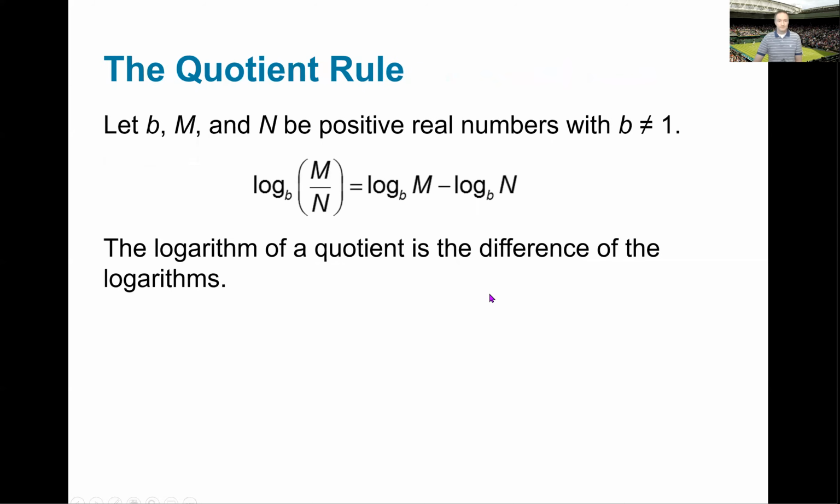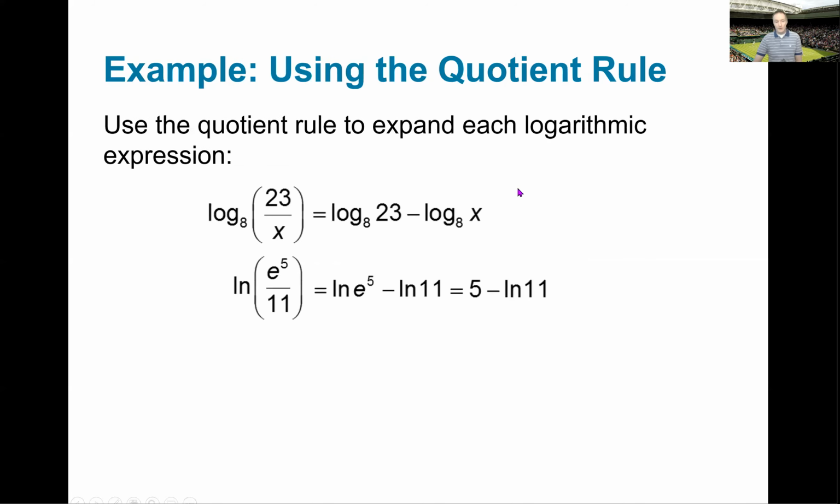Now, the quotient rule just says that if you have terms divided inside of a logarithm, then you can separate that division as a subtraction of individual logarithms. So the log base b of m over n is the log base b of m minus the log base b of n.